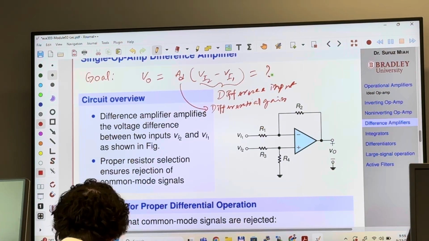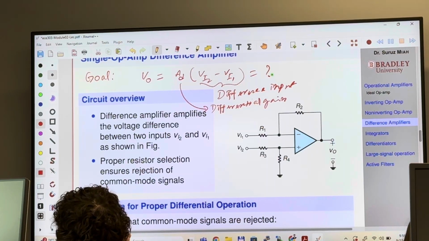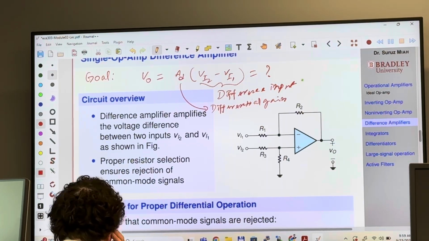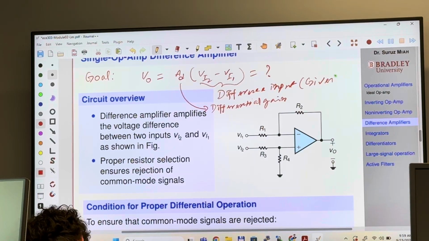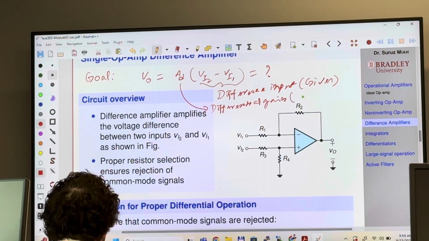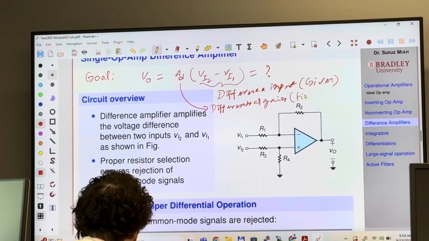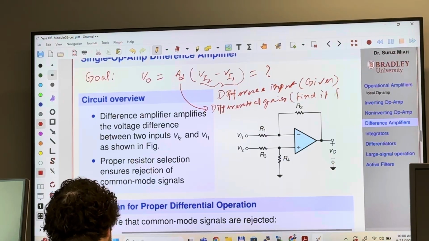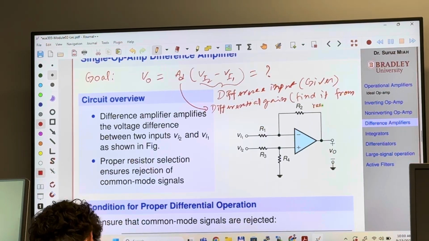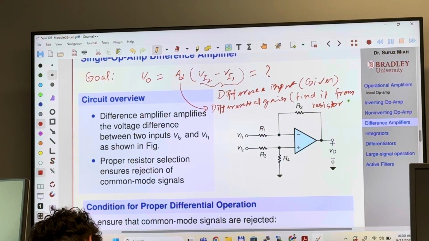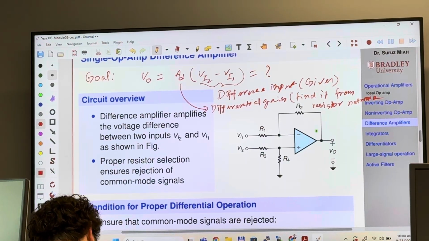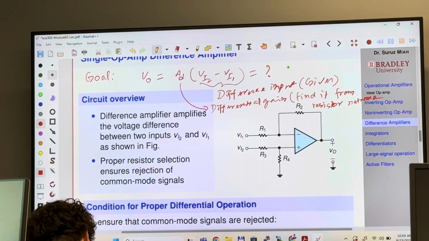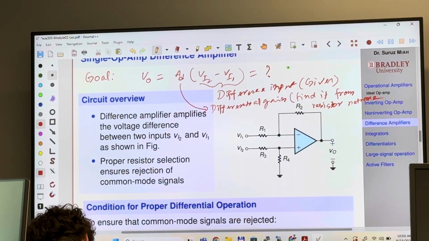So this equals what? We want to find that. The difference input is given, and the differential gain we find from the resistor network. Okay? So we will see how to find it.